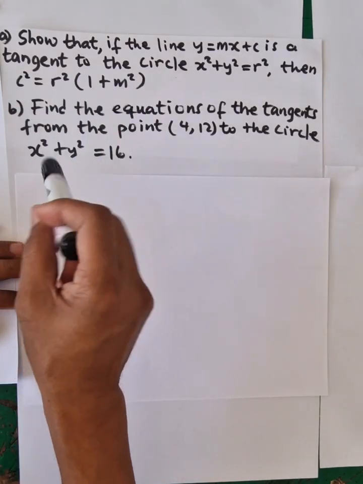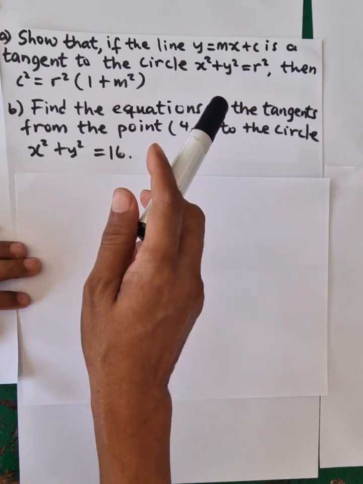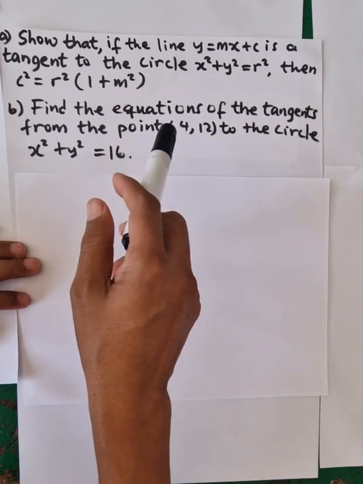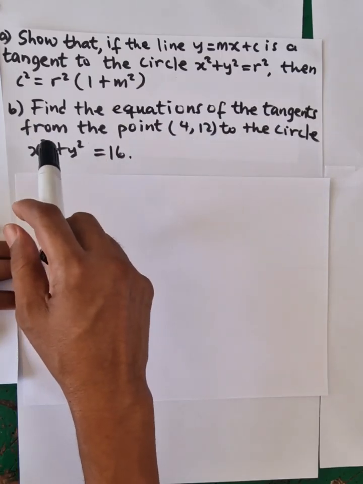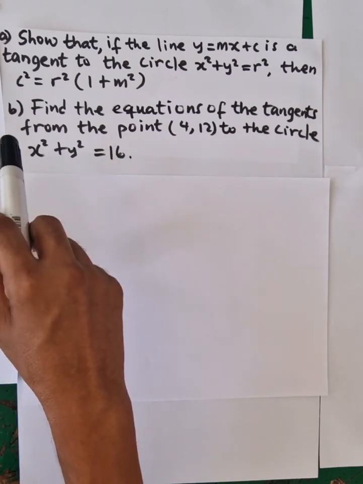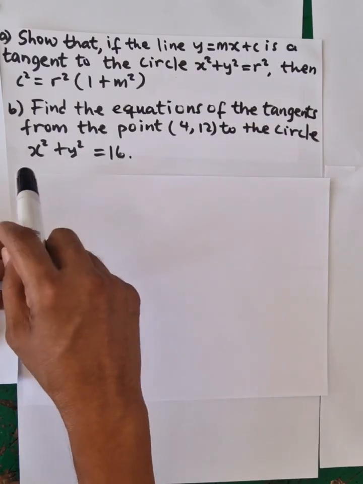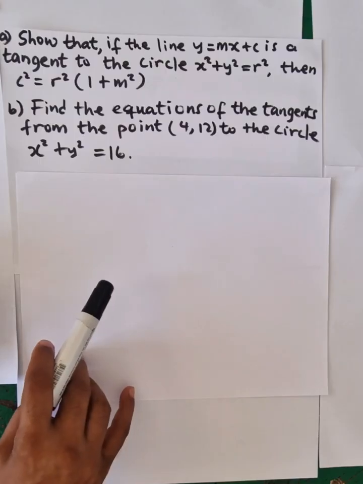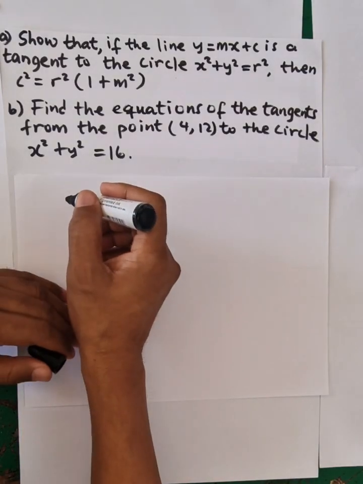Show that if the line y is equal to mx plus c is a tangent to the circle y squared plus x squared is equal to r squared, then c squared is equal to r squared into bracket 1 plus m squared. B. Find the equations of the tangent from the point 4, 12 to the circle x squared plus y squared is equal to 16. So now let's take the equations.